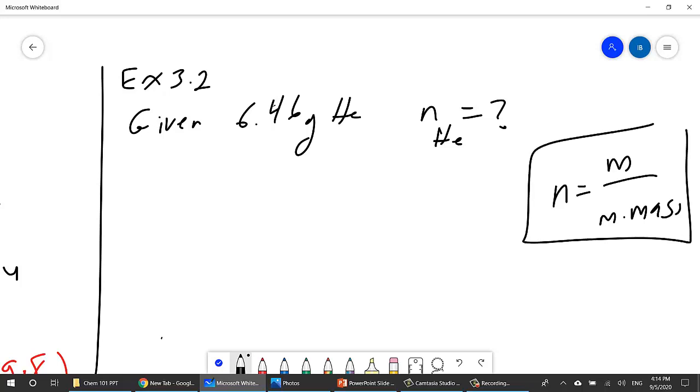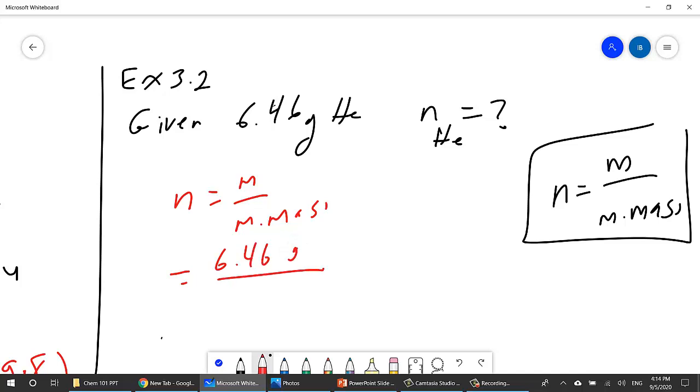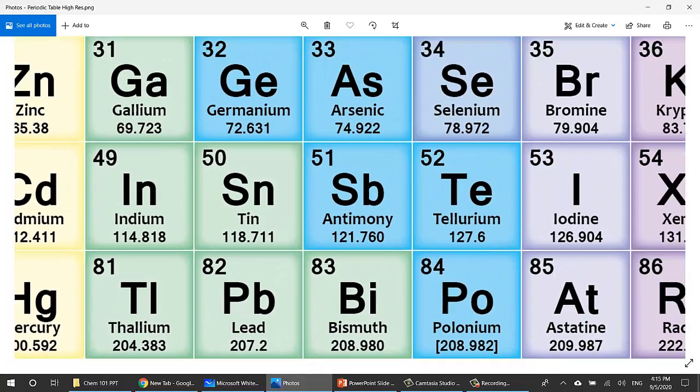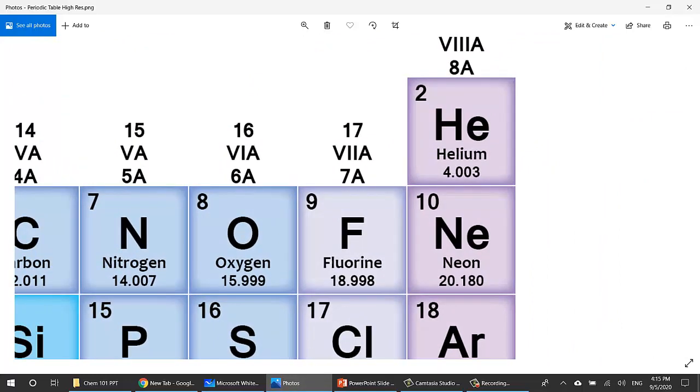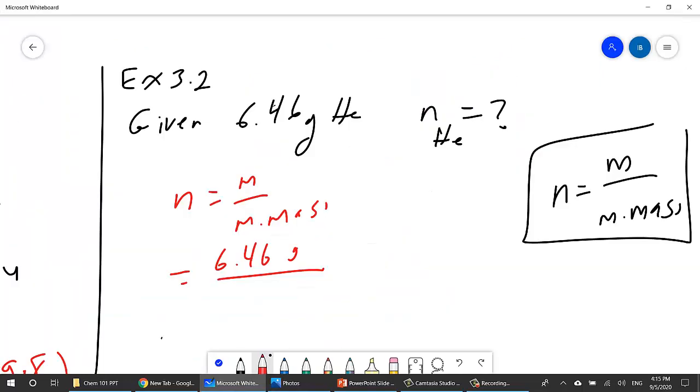Okay, so because he's asking about the moles, you can just write number of moles is equal to mass divided by molar mass. That means the mass is 6.46 grams divided by the molar mass of helium, which is equal to the atomic mass, because it's an element. In this case, the molar mass is equal to the atomic mass, which is 4.003. So just divide this number by this, and this is gram per mole, so the gram goes with the gram, the moles goes up, and that will give you 1 point something.